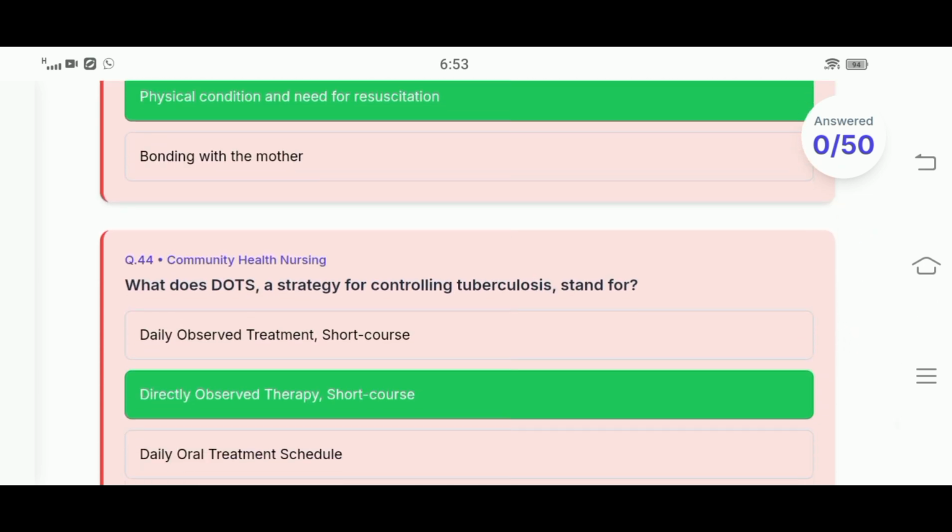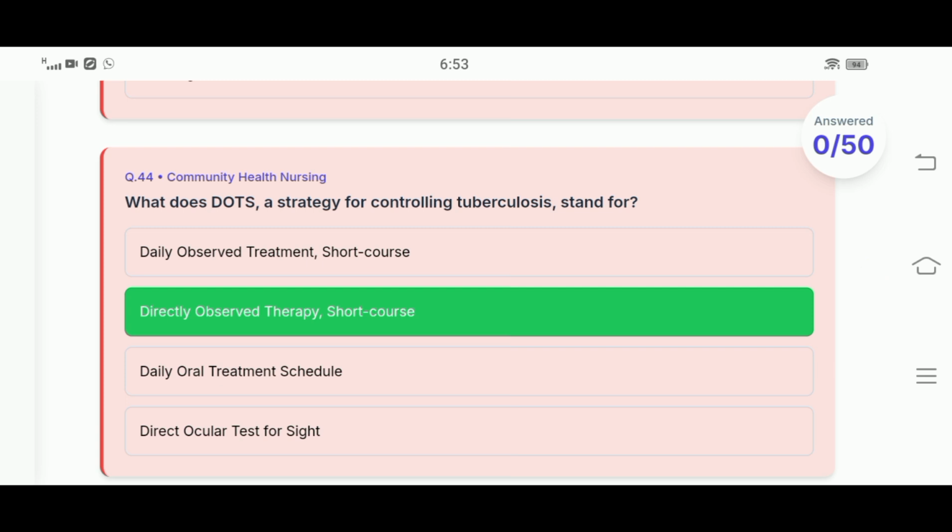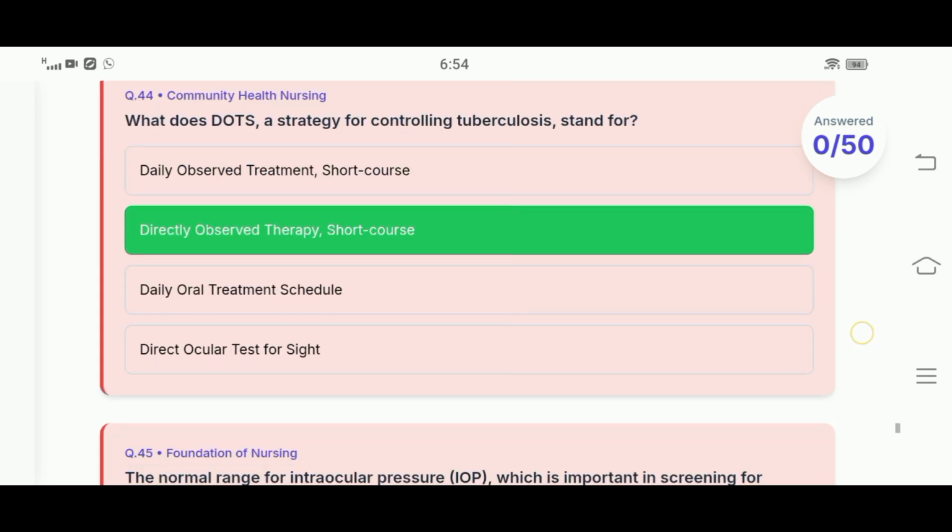Next, 44. Community health nursing. What does DOTS, a strategy for controlling tuberculosis, stand for? Options are A. Daily observed treatment short course, B. Directly observed therapy short course, C. Daily oral treatment schedule, and D. Direct ocular test for sight. So the correct answer is B.